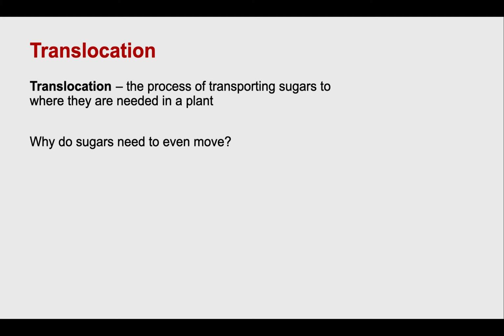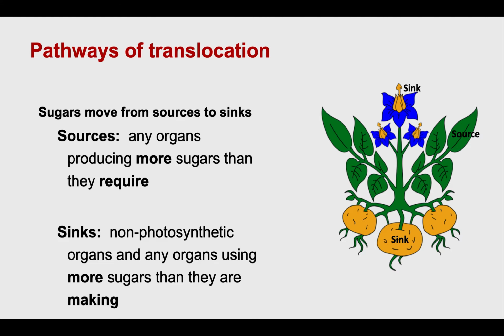Why do they even need to move? Because there's differences in needs between sources and sinks, right? So sugars are always going to move from a source to a sink. Same with nutrients, source to a sink. So a source is any organ producing more sugars than they require. A pretty typical source would be leaves. Leaves are actively photosynthesizing, actively producing sugars.